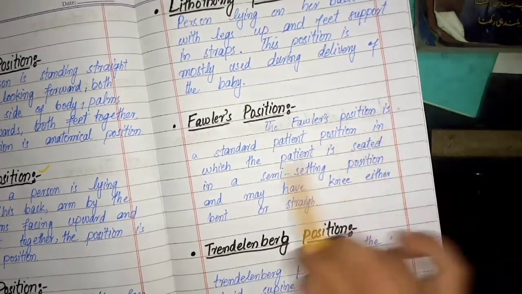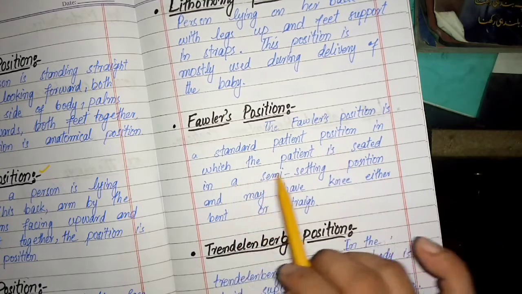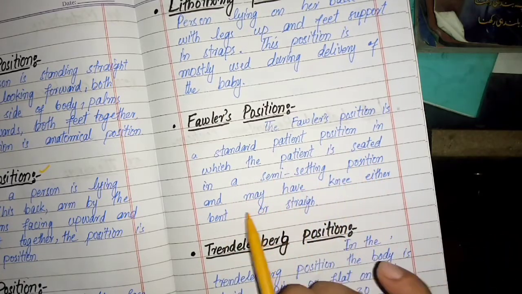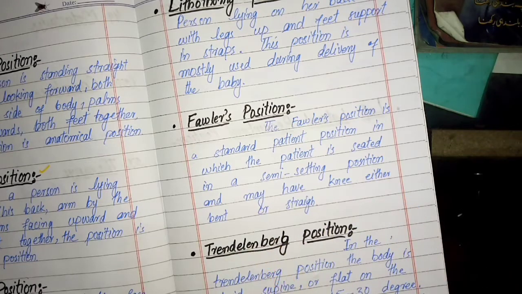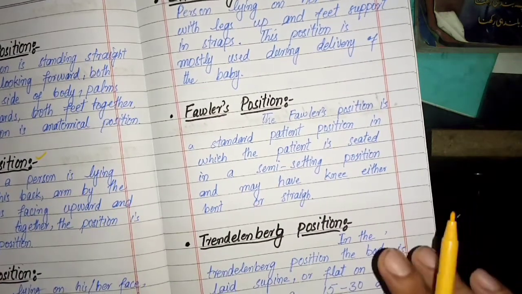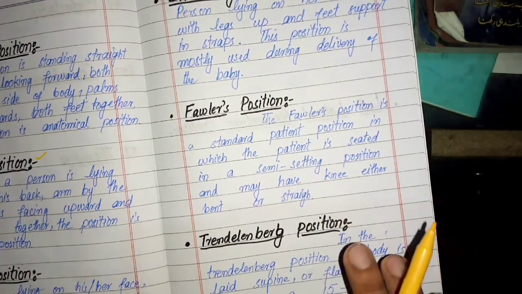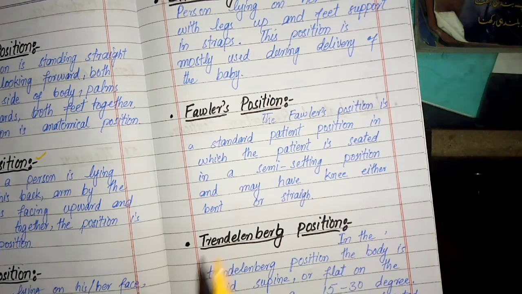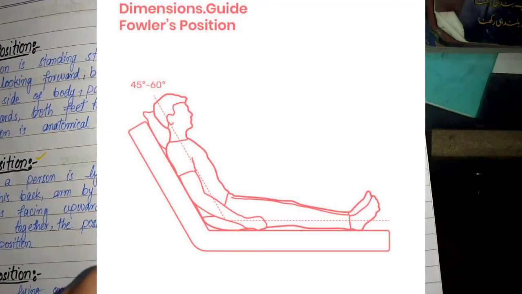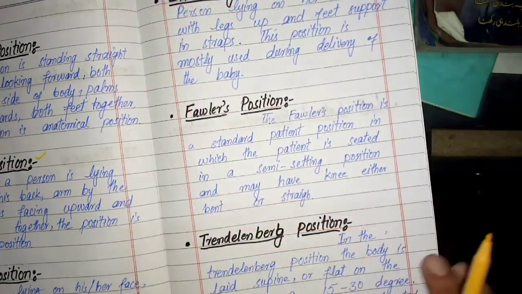Here is another position, which is Fowler's position. Fowler's position is a standard patient position in which the patient is seated in a semi-sitting position and may have the knees either bent or straight. In this position the patient neither sits fully nor lies down, but is semi-sitting, and the knees are neither fully bent nor fully straight, but sometimes either bent or straight. You can see this in the picture, and it is mostly used to feed the patient and also for radiological purposes. So this is Fowler's position.